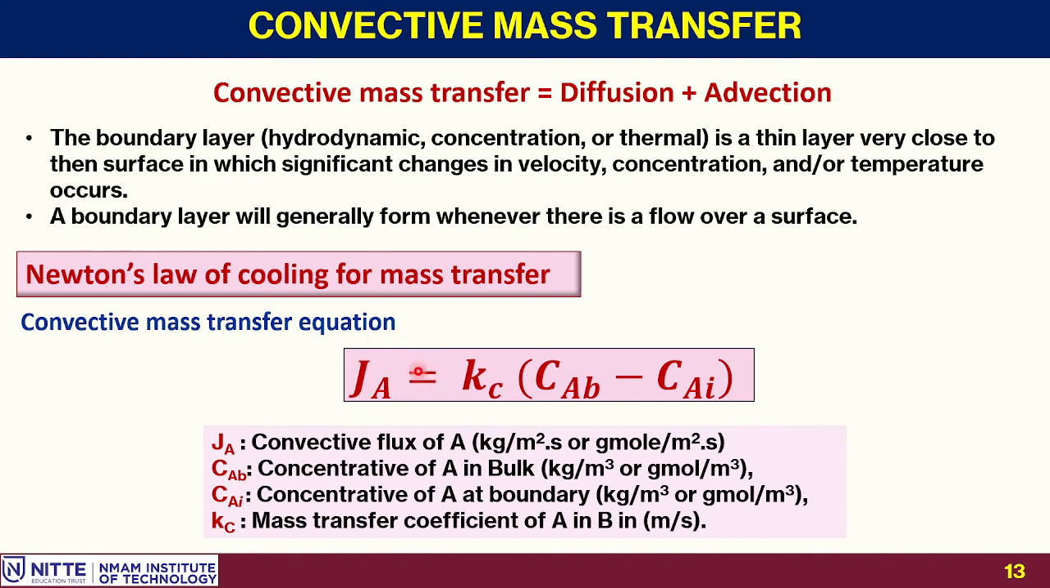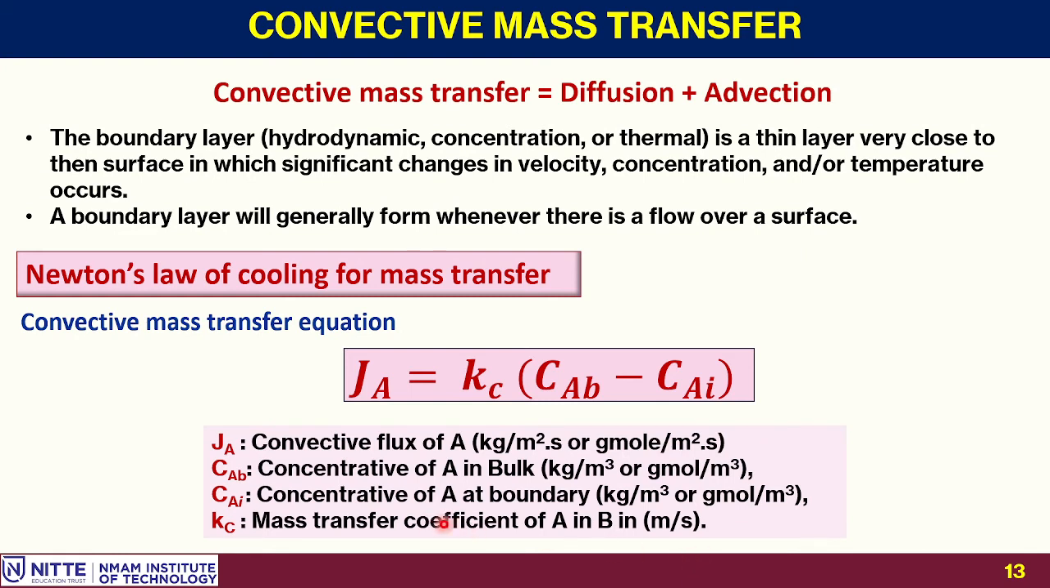Rate upon area is a flux. Similarly here, J is the flux. Flux is directly equal to the mass transfer coefficient into the concentration gradient. The concentration gradient could be in kg per meter cube or mole per meter cube, and equivalently you will have the flux in a similar unit, whether it is in kg per meter square second or gram mole per meter square second.